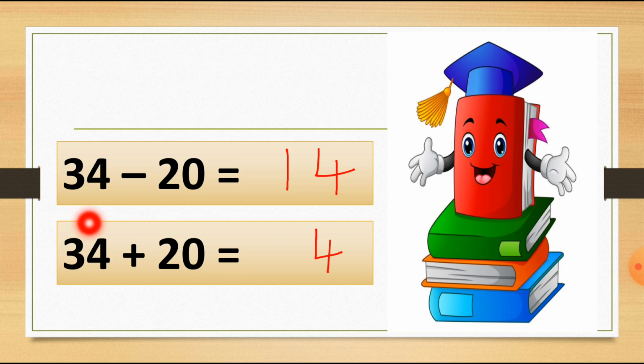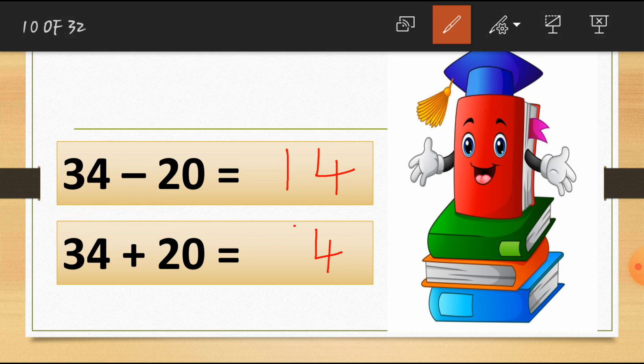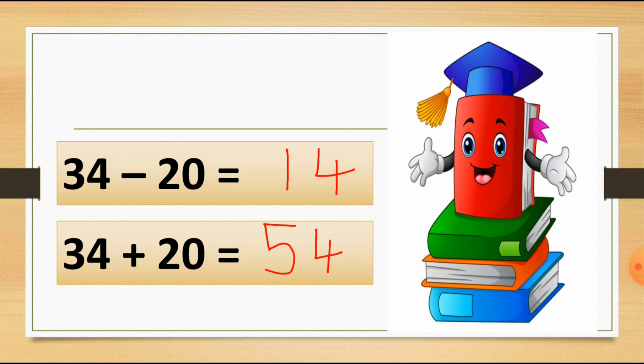So here is 3 plus 2. So 3 plus 2 is equal to 5. So I write here 5, which is our answer. So here we get 34 minus 20 is equal to 14, and 34 plus 20 is equal to 54. So this way we have to solve the numbers.